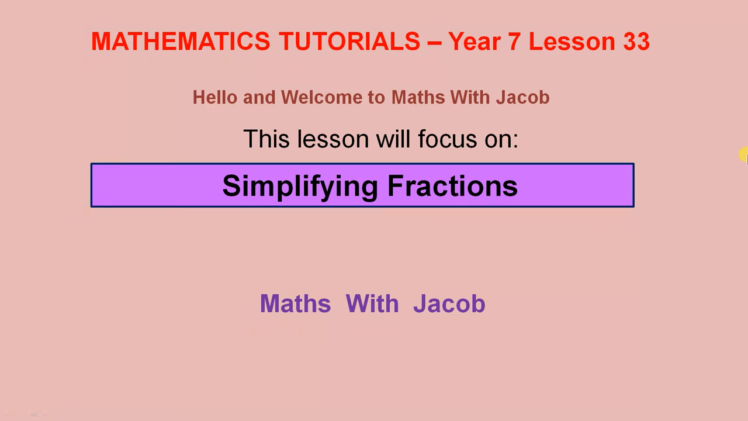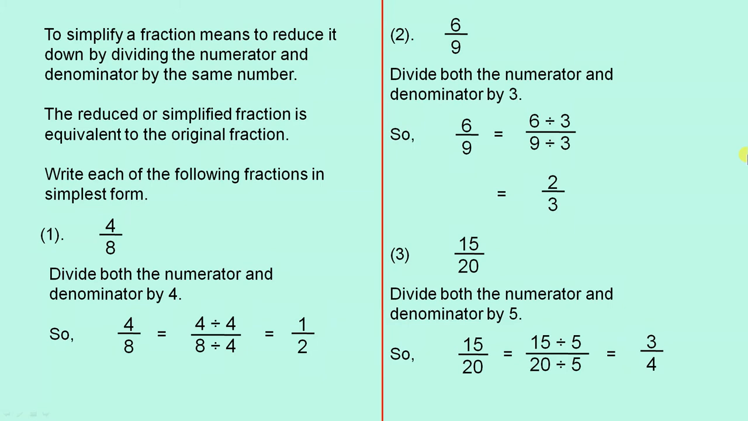This lesson will focus on simplifying fractions. To simplify a fraction means to reduce it down by dividing the numerator and denominator by the same number. The reduced or simplified fraction is equivalent to the original fraction. That means it has the same value. Let's do some exercises.